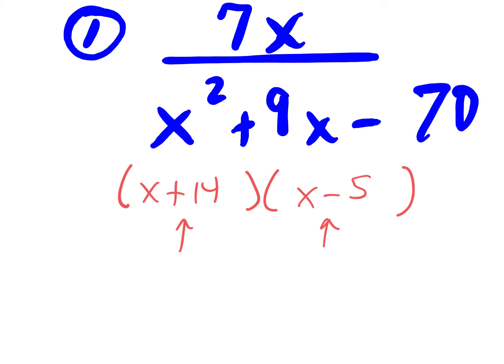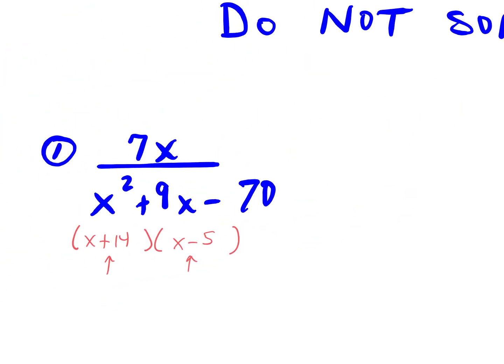A linear factor will have an x and a possible value, plus or minus something, or it might have a coefficient, but it will have a variable in it. So how many linear factors do you guys see here? 2. There's 2. So to get your equation set up, you have A as one numerator. So I'm going to put that over x plus 14. And then you have B, and I'm going to put that over x minus 5. Again, if you switch the order, not a big deal.